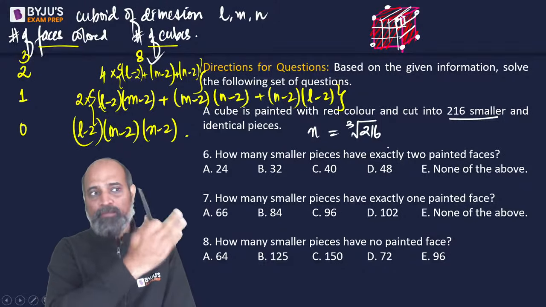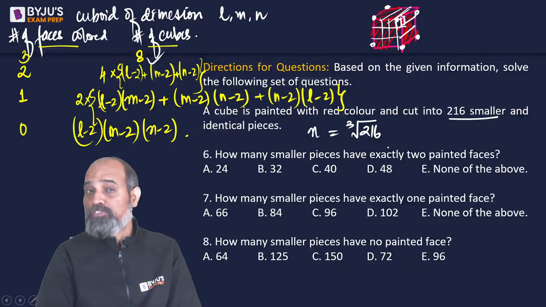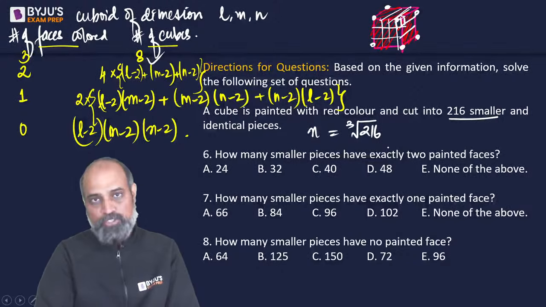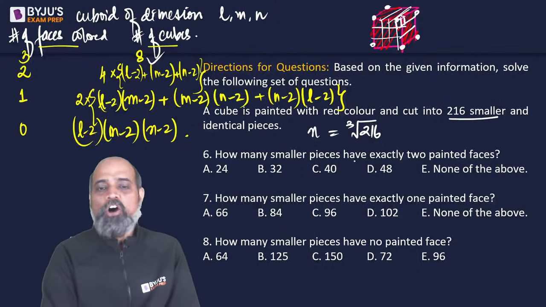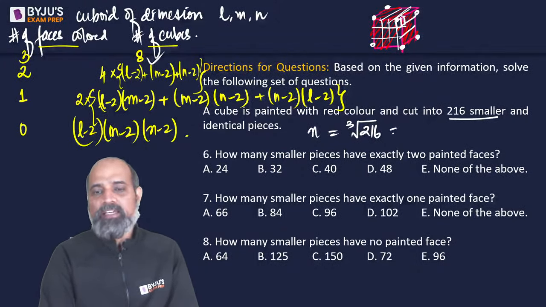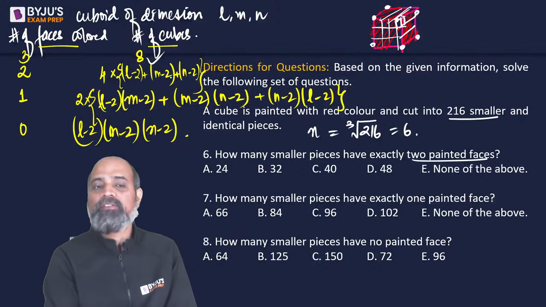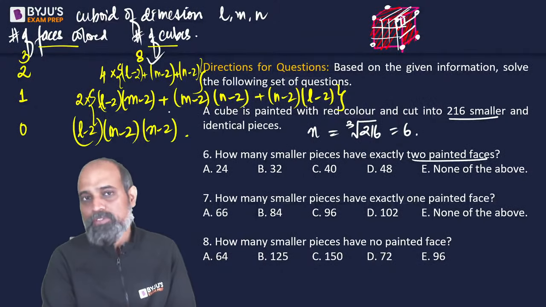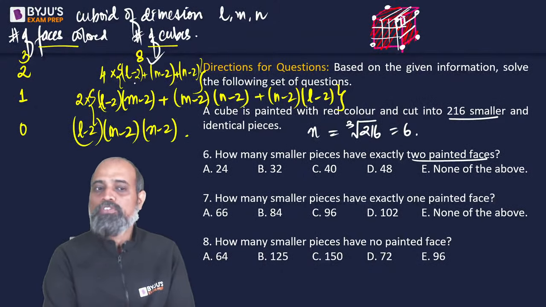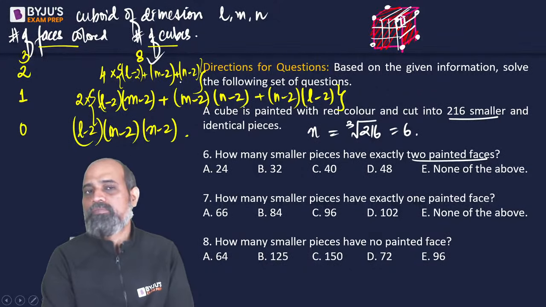If the dimension is given, you need to find out the number of cubes. You cube that dimension. ठीक है? इधर एक साइड से cube root है तो दूसरे साइड से cube ही होगा. How many smaller pieces have exactly 2 painted faces? 2 painted faces में instead of LMN तीनों की जगह 6 put कर लो. 6 minus 2 is 4. 4 plus 4 plus 4.